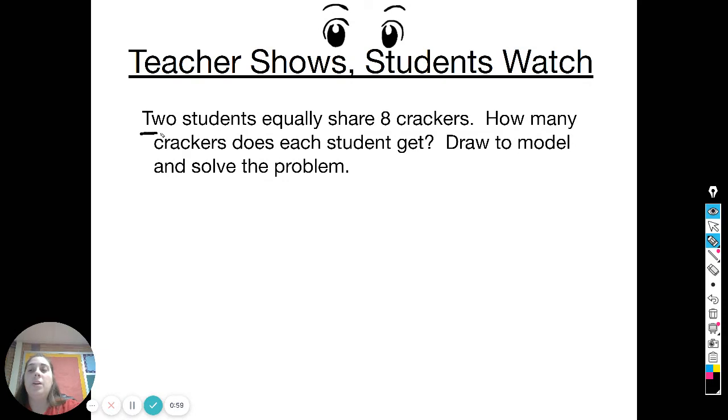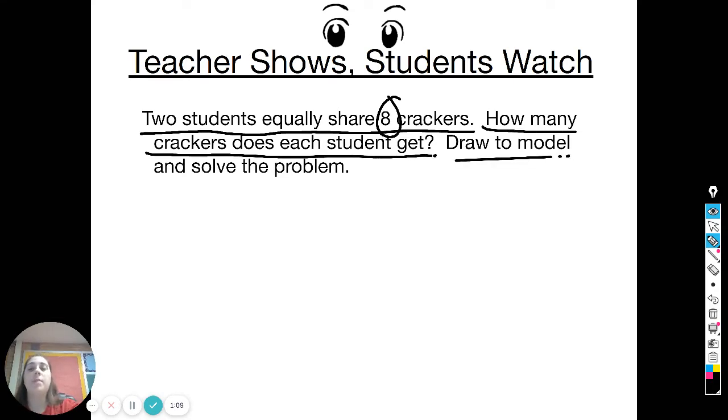Okay. 2 students equally share 8 crackers. How many crackers does each student get? Draw to model and solve the problem. So I'm going to draw a model. I'm going to do a tape diagram because that's what we have been practicing. So first in my tape diagram, I need my piece of tape.